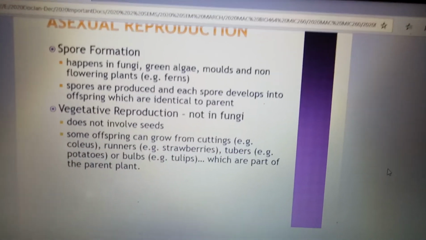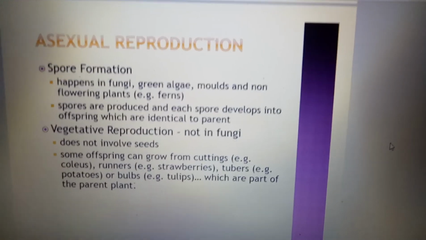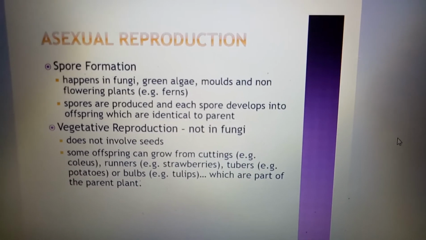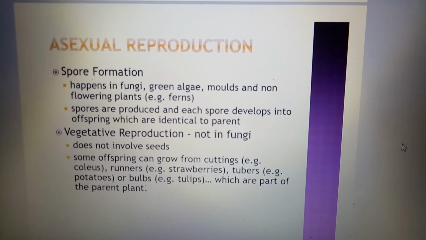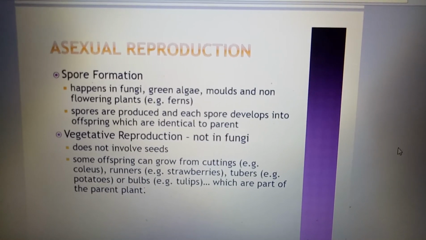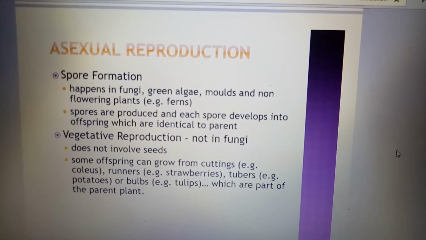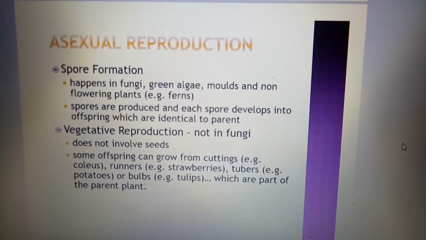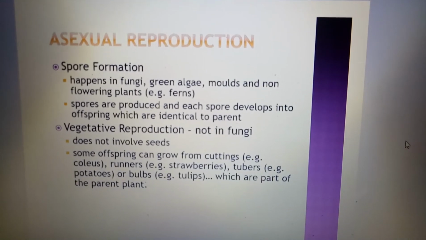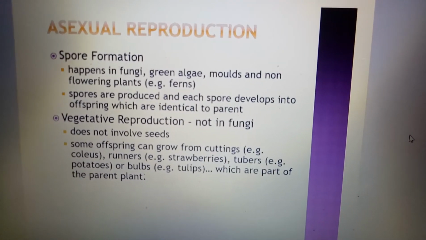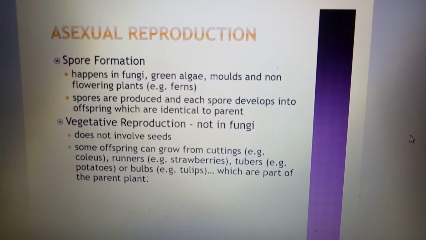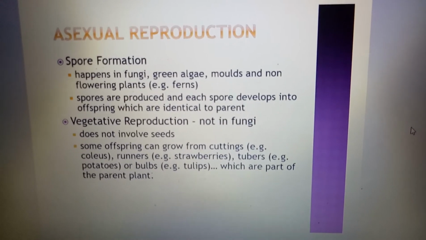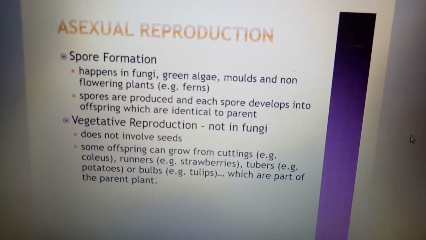Next asexual reproduction is spore formation. This happens in fungi, green algae, molds, and non-flowering plants, for example ferns, and spores are produced, and each spore develops into an offspring which is identical to the parent. Another asexual reproduction is vegetative reproduction, but this is not in fungi, and does not involve seeds. Some offspring can grow from cuttings, for example, runners such as strawberries, tubers such as potatoes, or bulbs such as tulips, which are part of the parent plant.